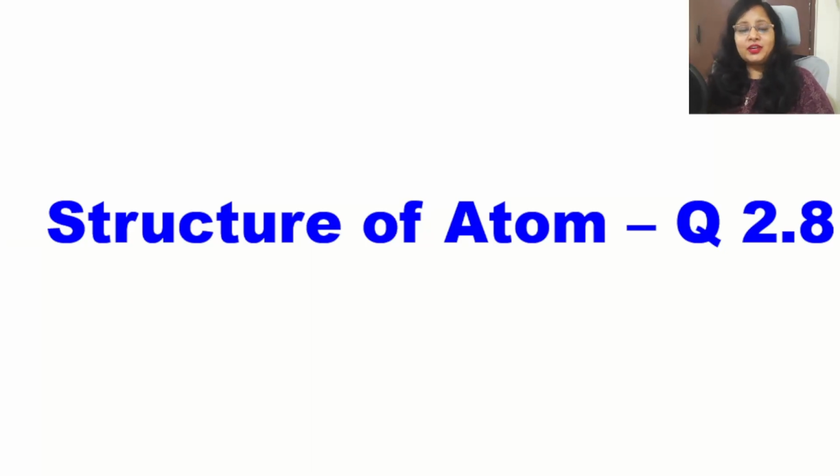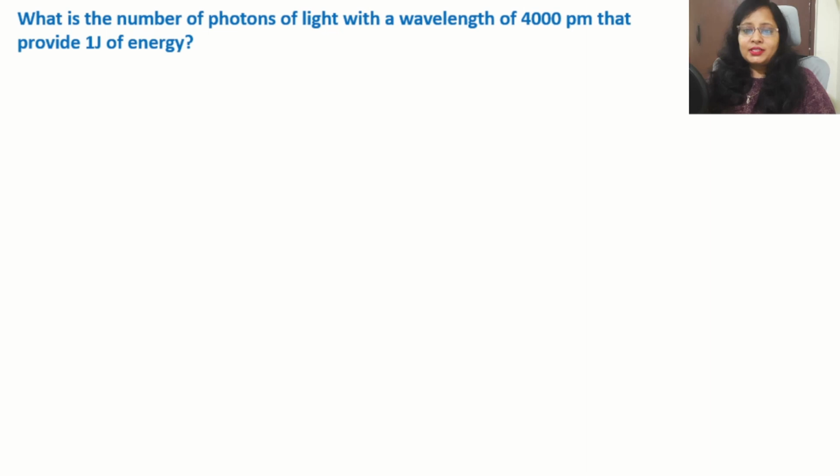So friends, today's video is question number 2.8 from NCERT textbook class 11 and the chapter name is Structure of Atom. So let's check the question. What is the number of photons of light with a wavelength of 4000 picometer that provides 1 joule of energy?